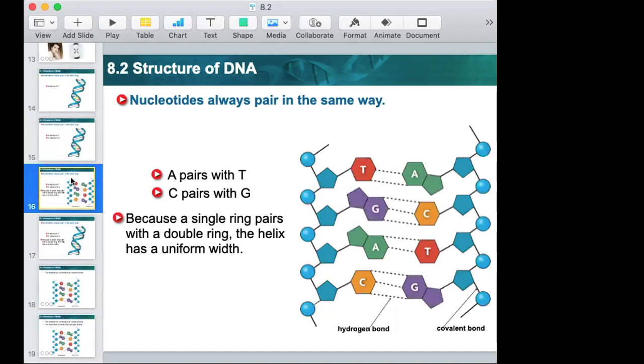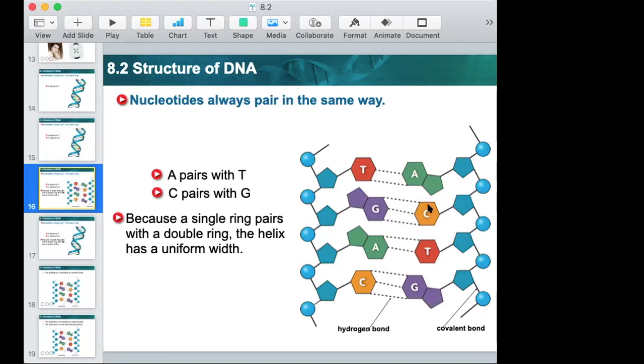And this makes sense when you think about the structure of cytosine, adenine, thymine, and guanine. Because remember what we talked about before, thymine has a single hexagon, adenine has a hexagon and a pentagon. So adenine is bigger than thymine. Guanine has a pentagon and a hexagon. Cytosine just has a hexagon.